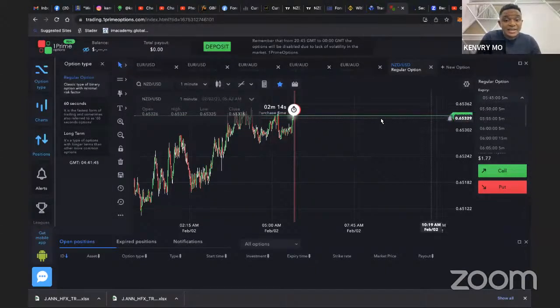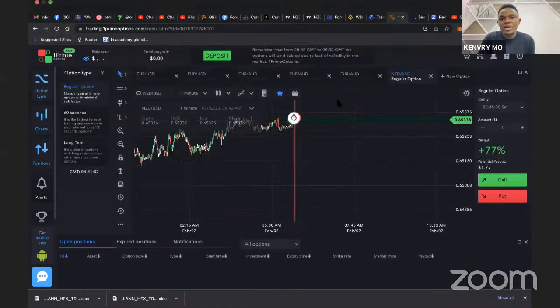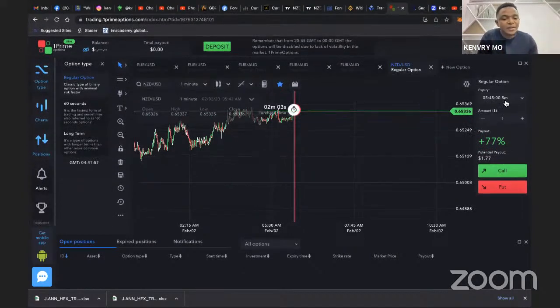So if I take this particular one right now, it's on the 5 minute, but if I take a trade right now, the trade is only going to run 3 minutes. Why? It's going to close at 5:45. Put in a 5 if you got that.